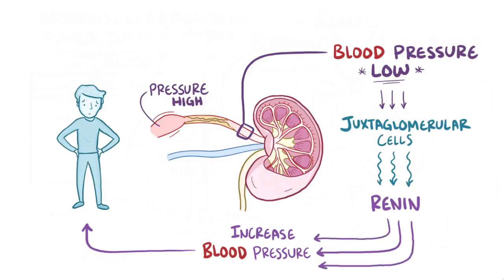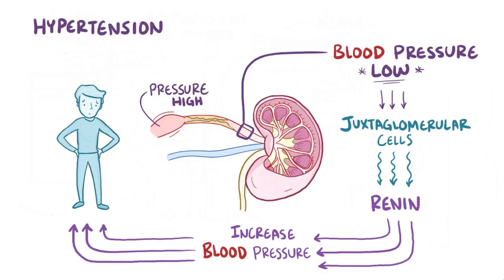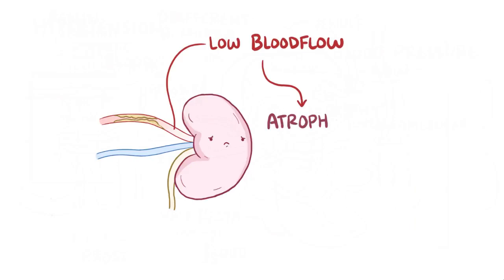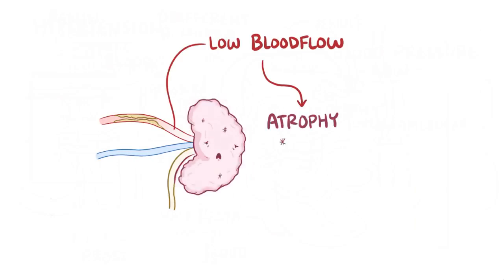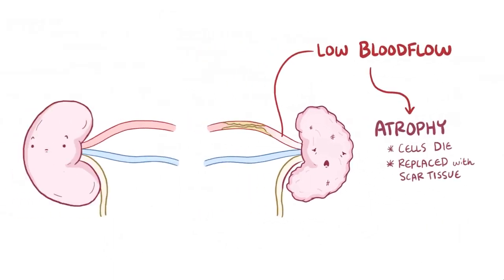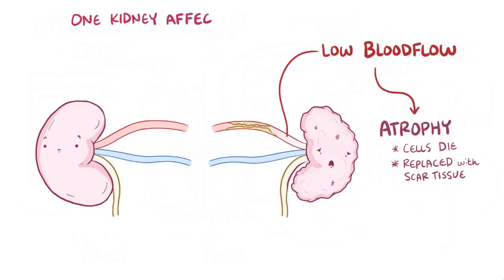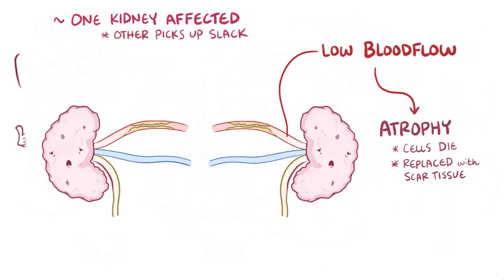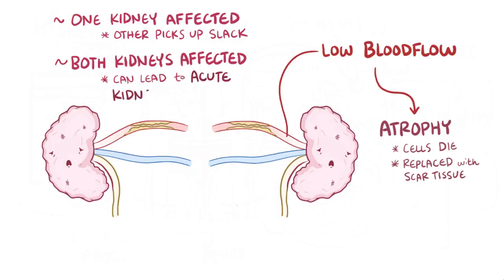So renal artery stenosis creates a vicious cycle of high blood pressure, or hypertension, which puts incredible stress on the blood vessels and can contribute to having a stroke or a heart attack. Also, since the affected kidney receives less blood than usual, it eventually starts to atrophy or shrink in size, as the kidney cells die off and get replaced by fibrotic scar tissue. If the renal artery stenosis involves only one of the kidneys, then the other kidney can often pick up the slack. But if both kidneys are affected, then it can lead to acute kidney injury or acute renal failure.